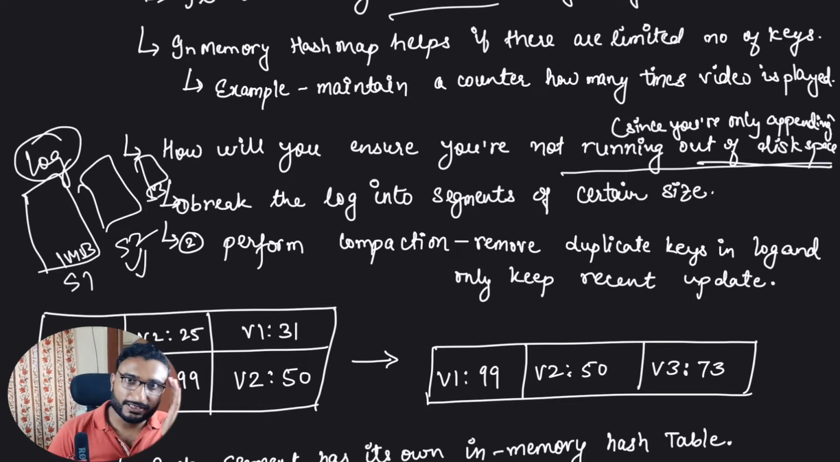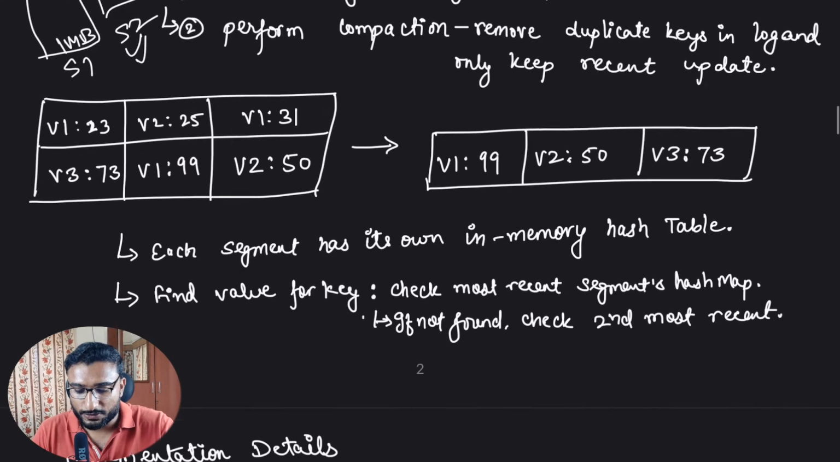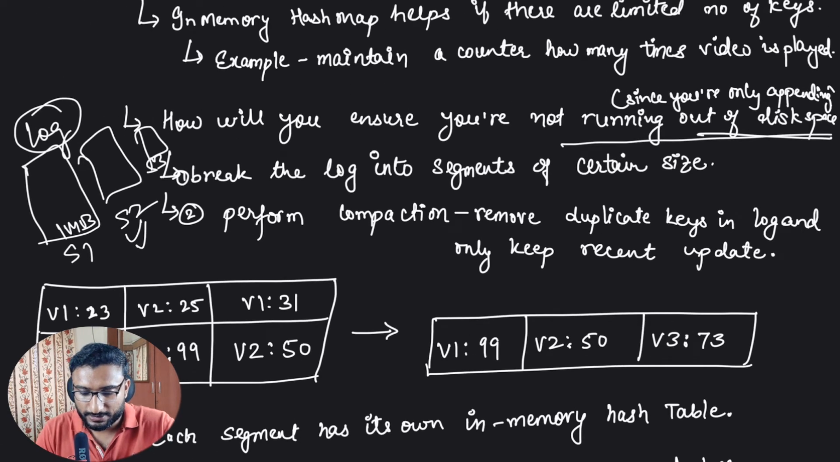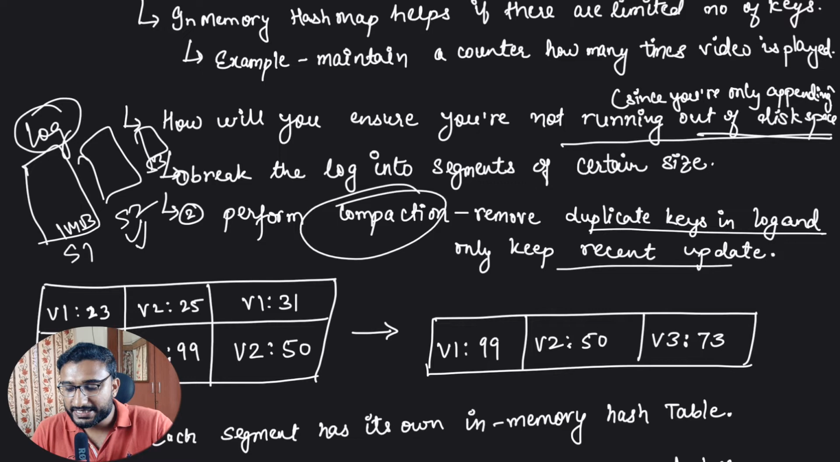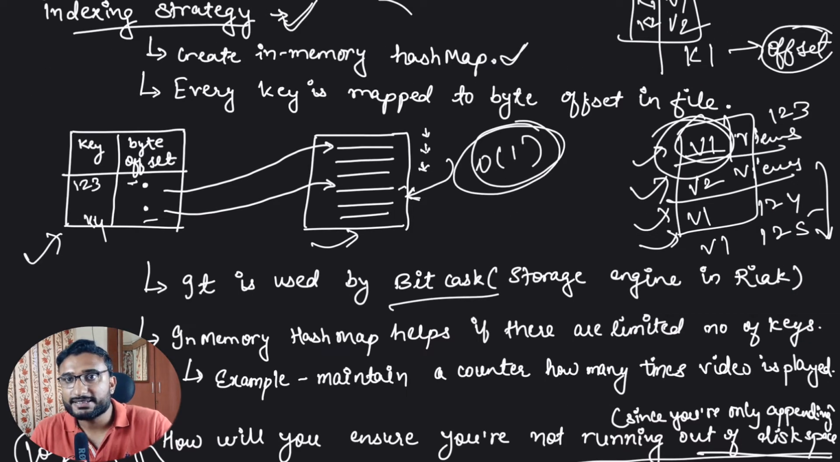Theek hai, if you think about it, if I want to save the disk space, how can I do it? File ko delete kar do jo kaam ki nahi hai. Ab kaam ki kaun si file nahi hai? We have to figure that out. So how can you figure that out? You figure that out with the help of compaction. Now what is compaction? You will remove the duplicate keys in the log and only keep the most recent update. So the example which we discussed here, we are maintaining the views for v1, it was 1 to 3, then 1 to 4, then 1 to 5.